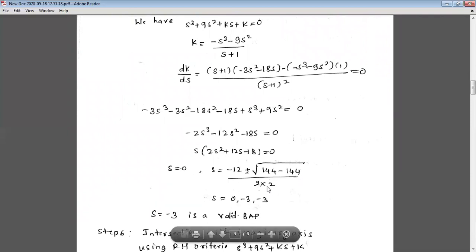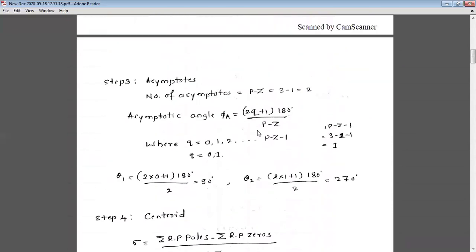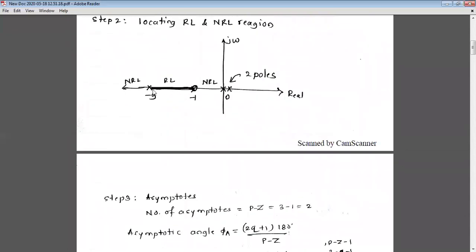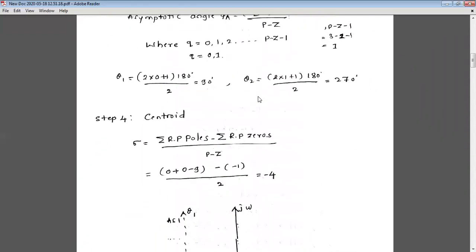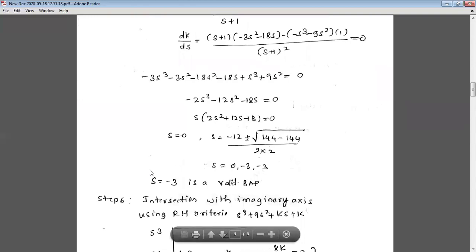Among these, which one is a valid BAP, breakaway point? That we must see, right? That is very, very important. We should check which root falls in the RL region. So minus 3, we'll see that. Will it fall in the RL region? Yes, minus 3 lies between minus 1 and minus 9, which is the RL region. So among 0, minus 3 and minus 3, this minus 3 is a valid breakaway point, right?